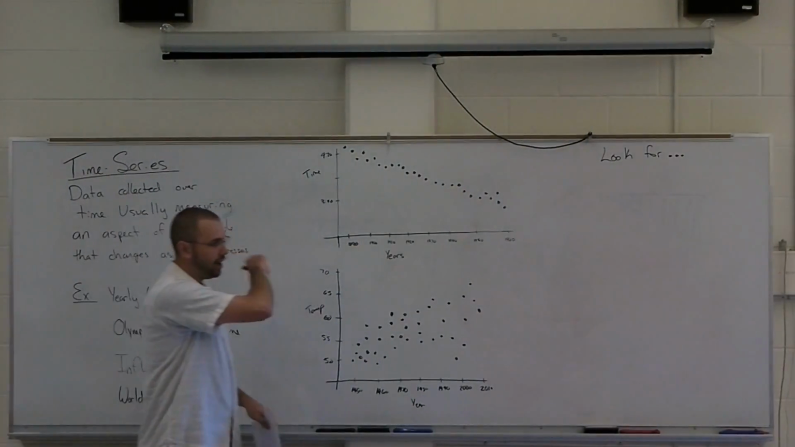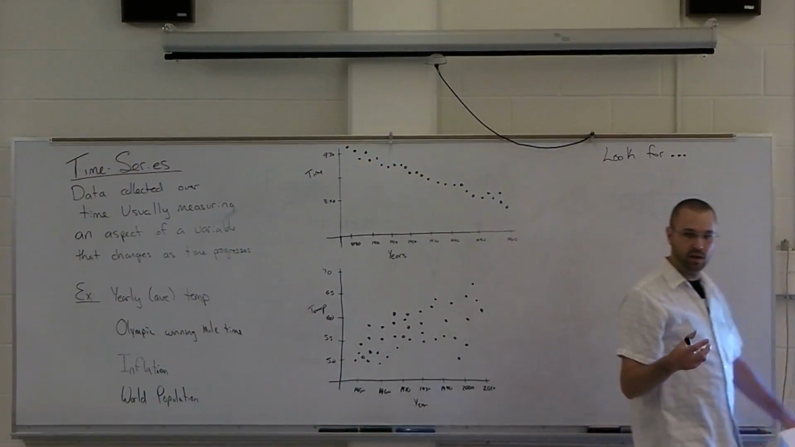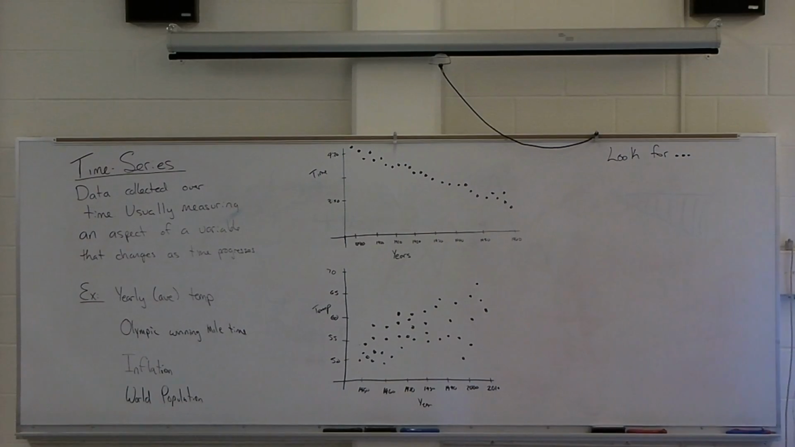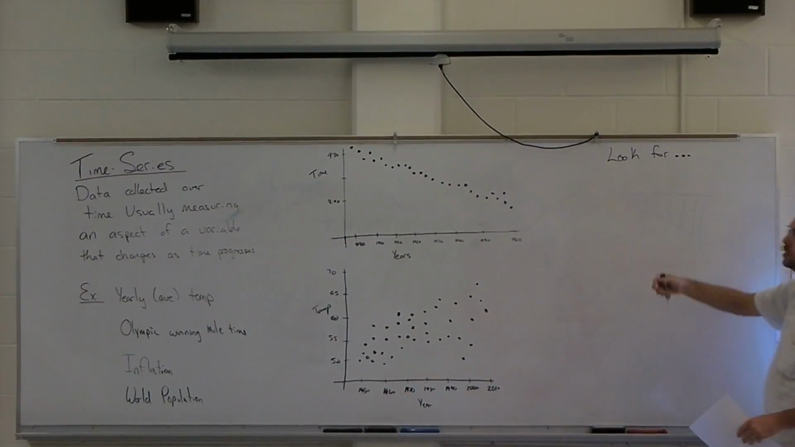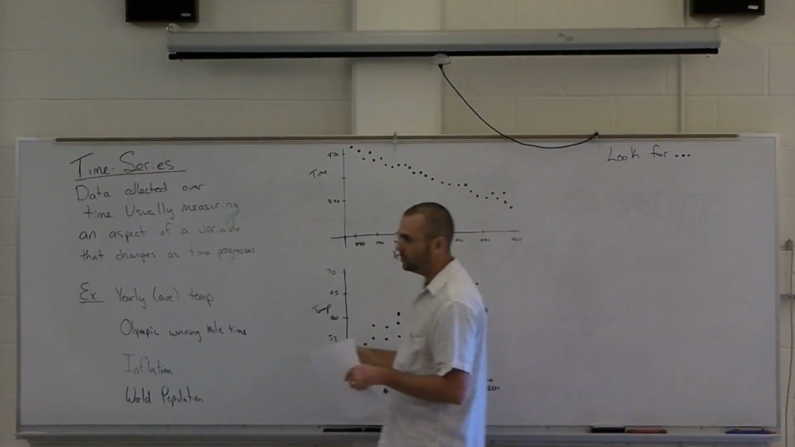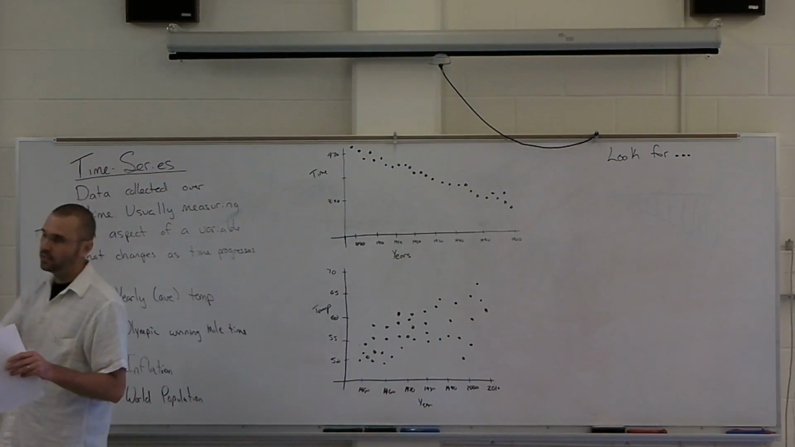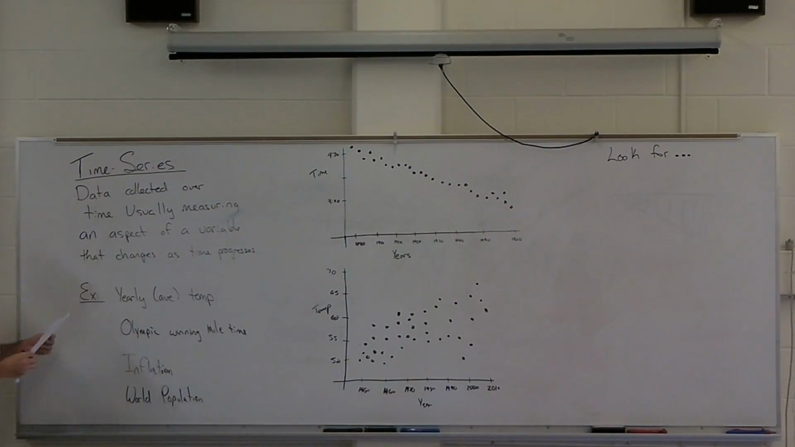We'll see graphs like this again later in a slightly different context. But time series graphs are basically displaying data that is changing over time. Typically, we're looking at some characteristic of some variable that changes as time progresses or as time moves on.